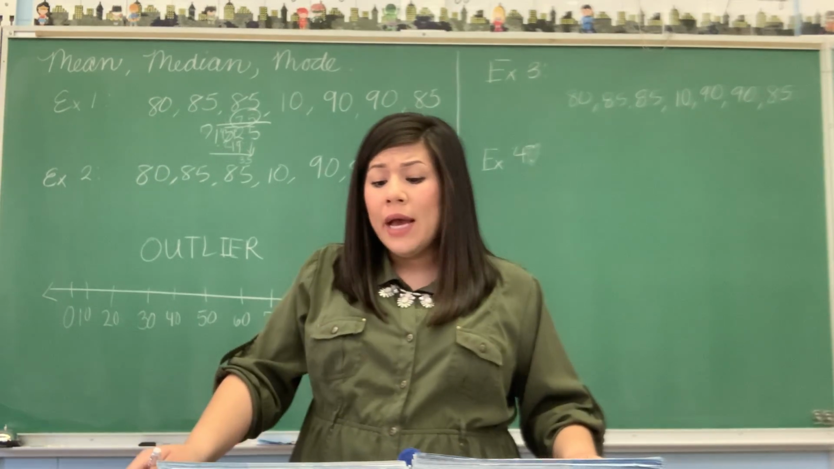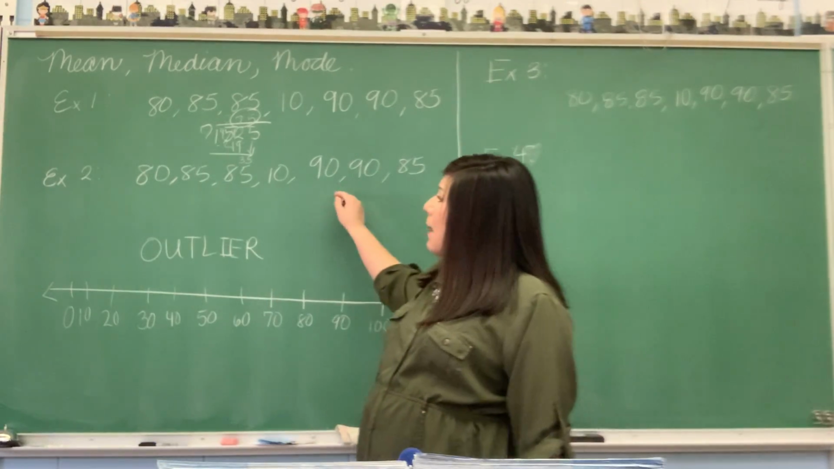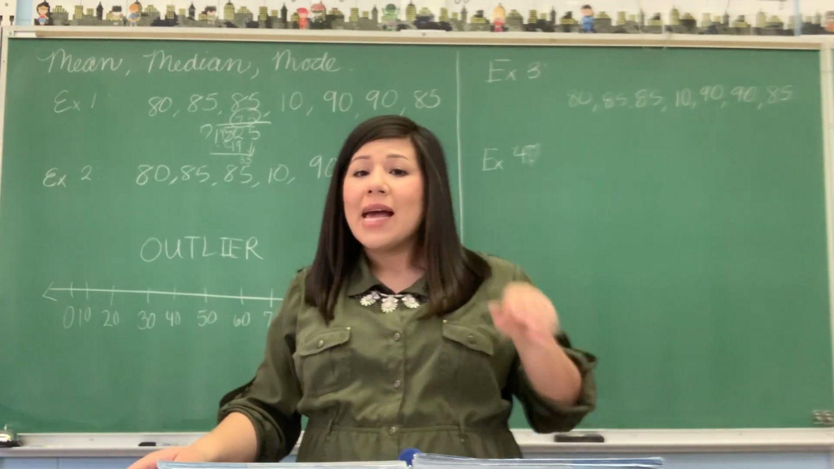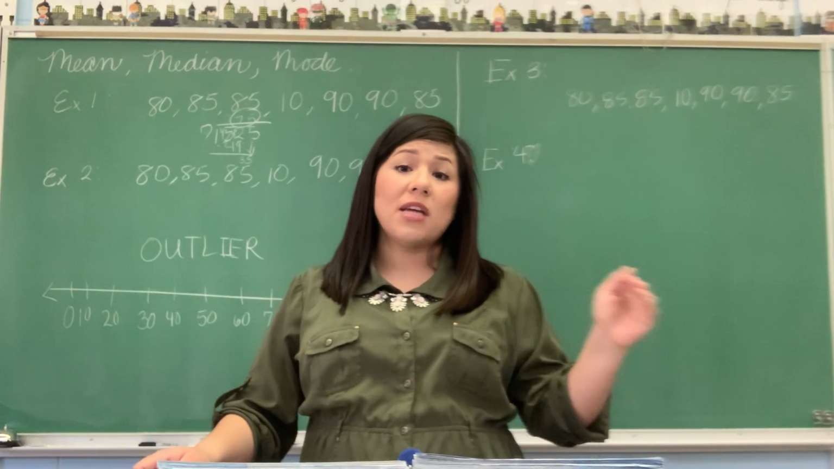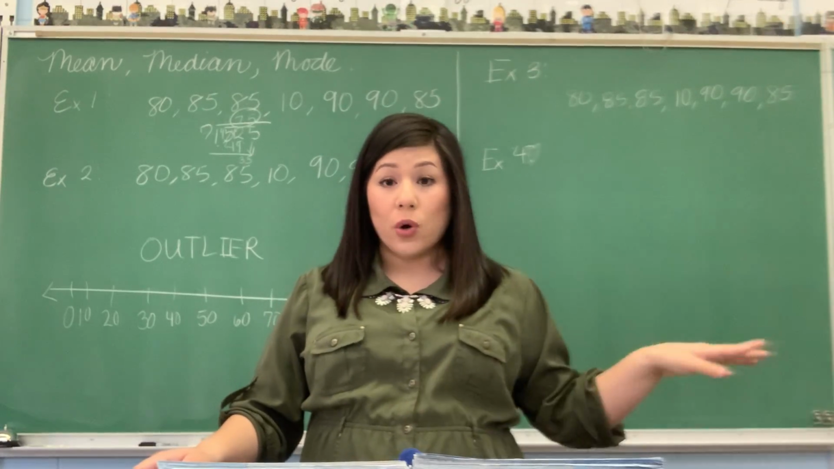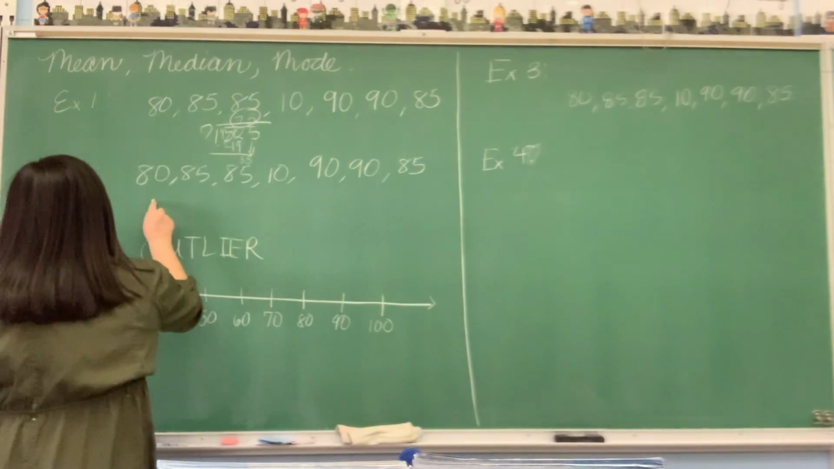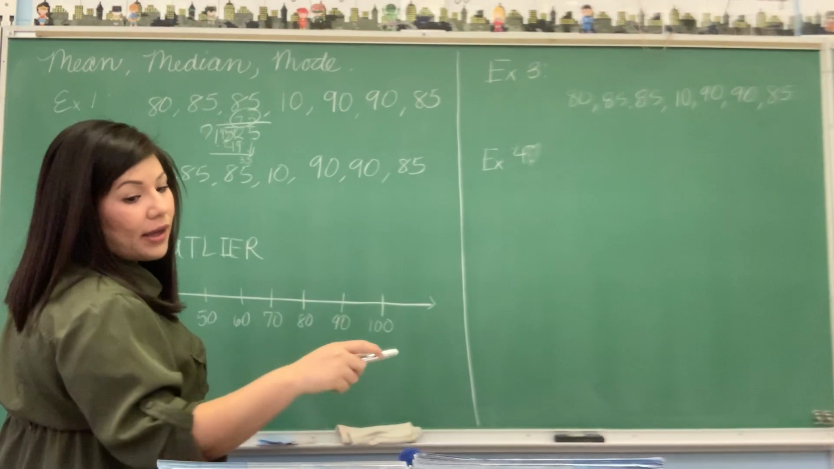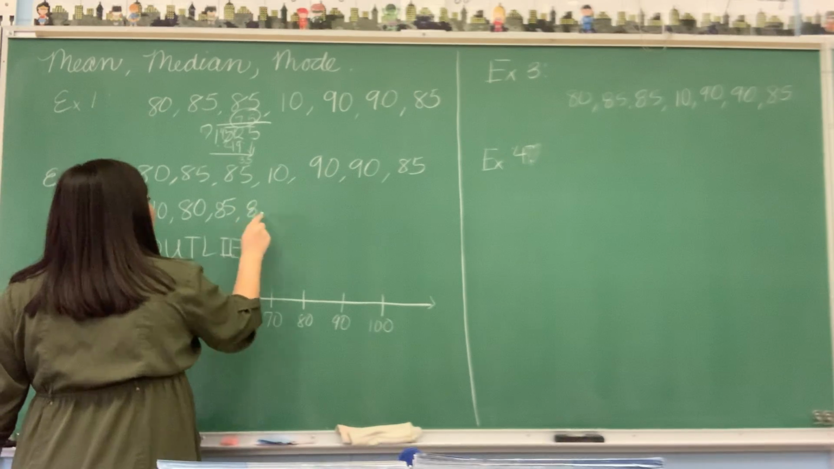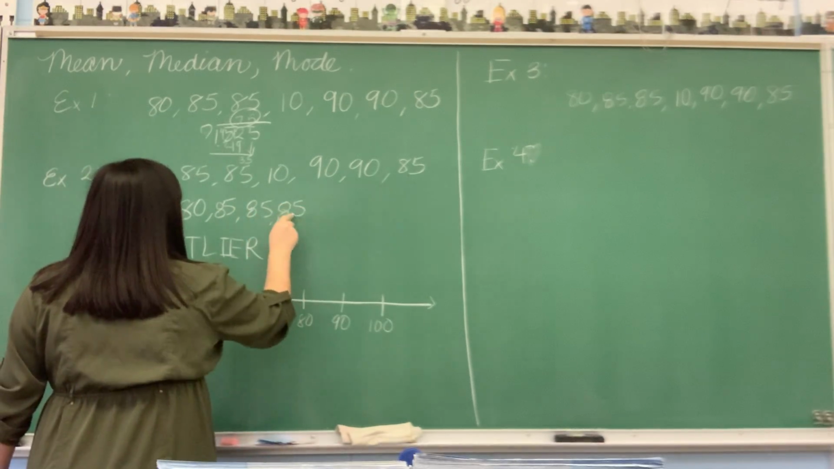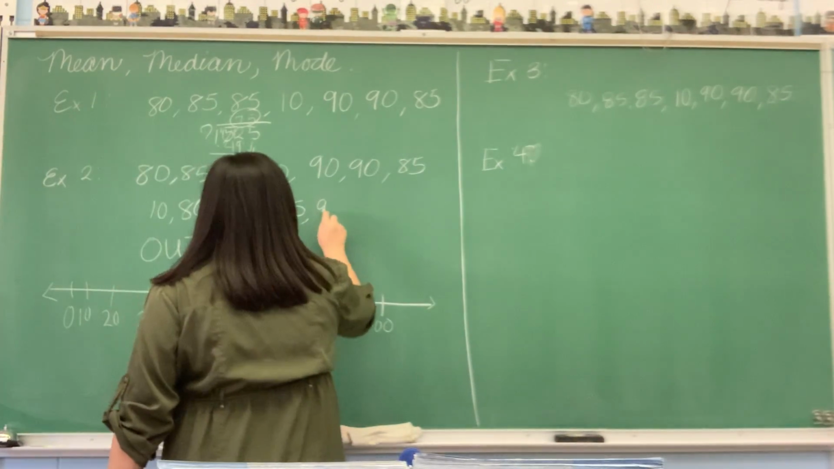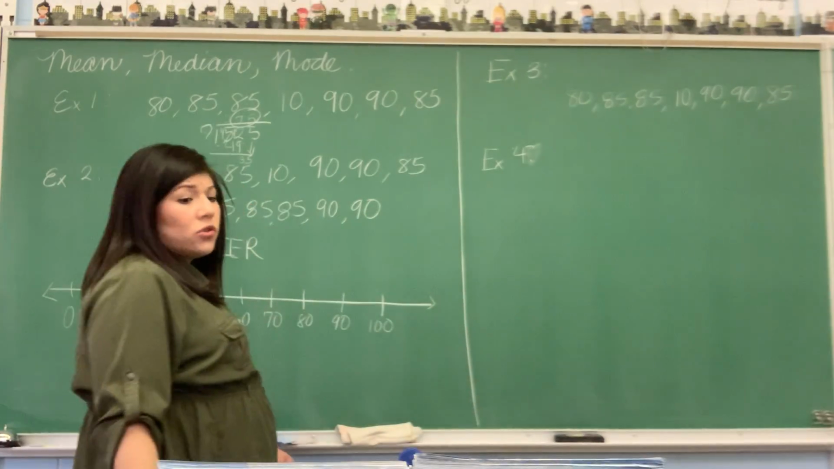When we find the median, we're going to look at example 2. The median is the number that is in the middle of the set of numbers. However, we cannot find the median until we put these numbers in order. So what would be the order of these numbers from least to greatest? It would be 10, 80, 85, 85, 85, 90, and 90. It doesn't matter that there are three numbers of 85 there.